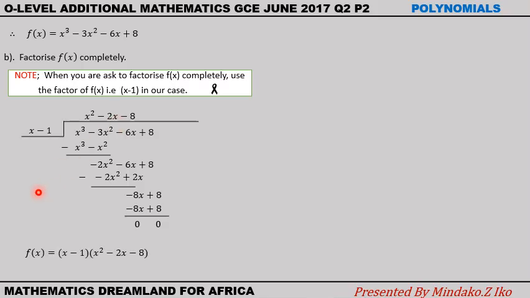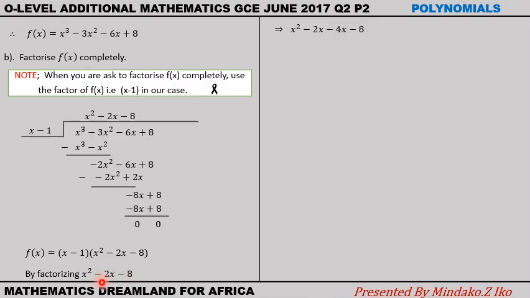So at the end of the day, this is my first factor, which is x minus 1. Now I'm to look for the other two factors. Therefore, I've factorized f of x, but it is not yet completely factorized. Now, to factorize x squared minus 2x minus 8, I'm going to use the quadratic formula. Actually, factorization is a little bit easy.